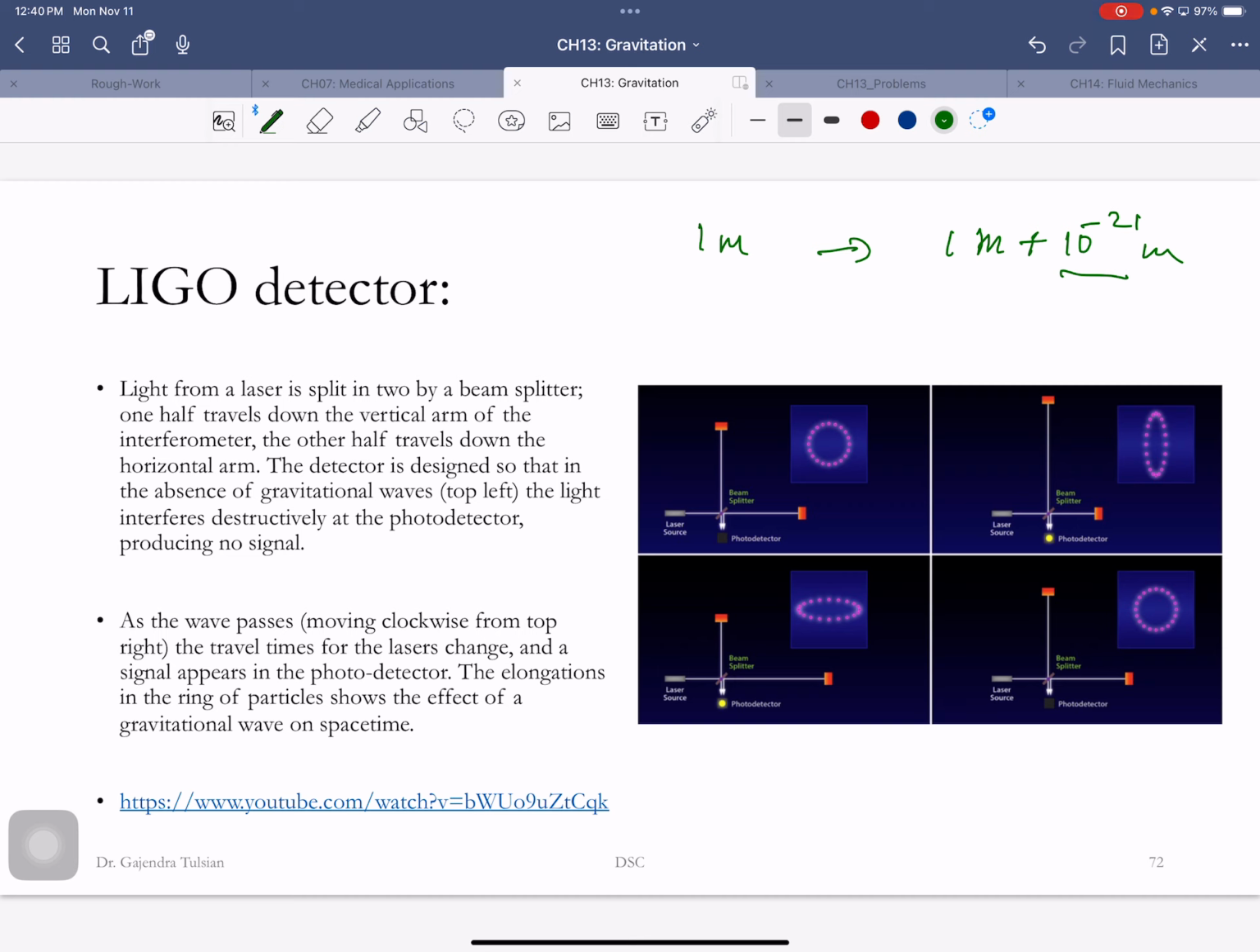To put this distance in perspective, you guys remember what is the size of an atom? 10 to the minus 10 meters. So this is a billionth of the size of an atom. The size of a nucleus is 10 to the minus 15 meters. The size of a proton is roughly 10 to the minus 18 meters.